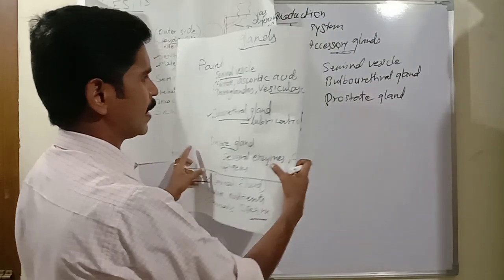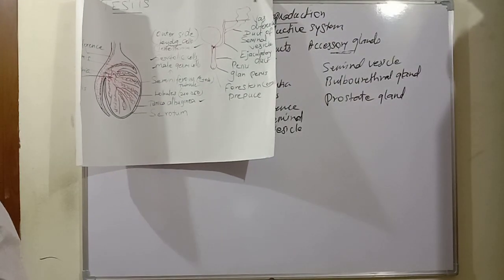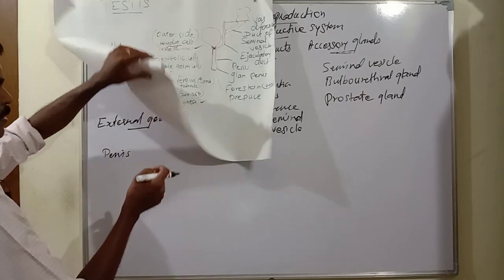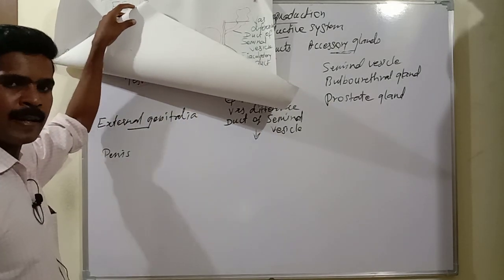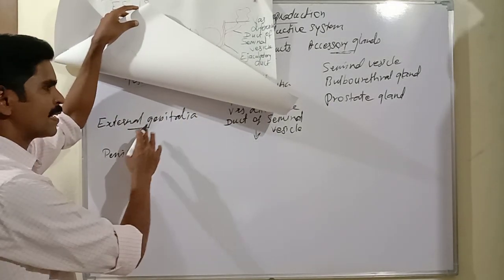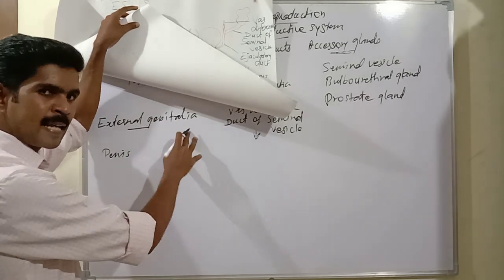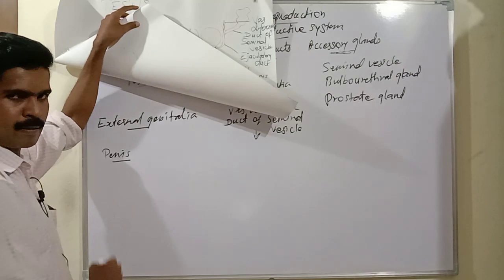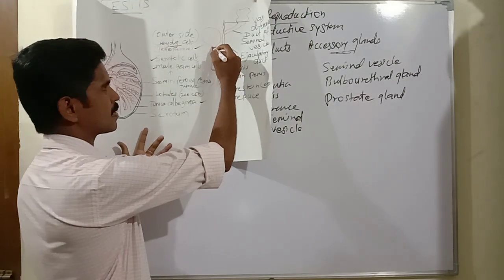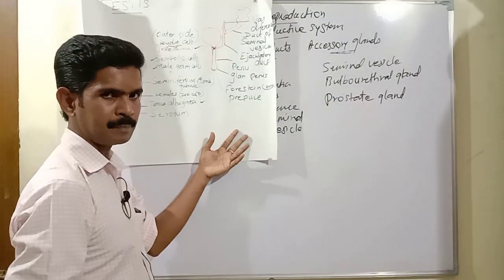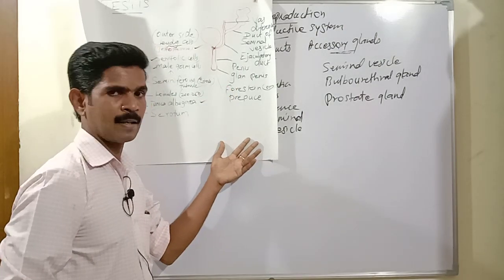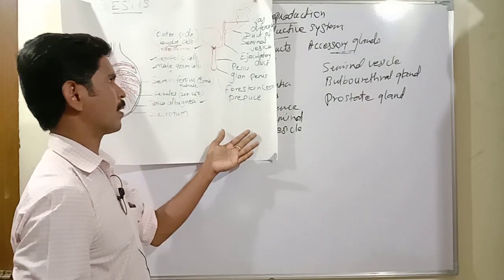Then next one is the last section, external genitalia. External genitalia means the external reproductive organ or external sex organ. Males have only one external sex organ, the penis. Just imagine the structure of the penis. The penis is one of the important external sex organs, the one and only external sex organ.